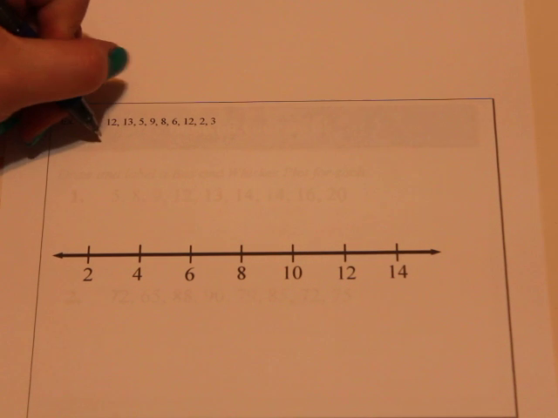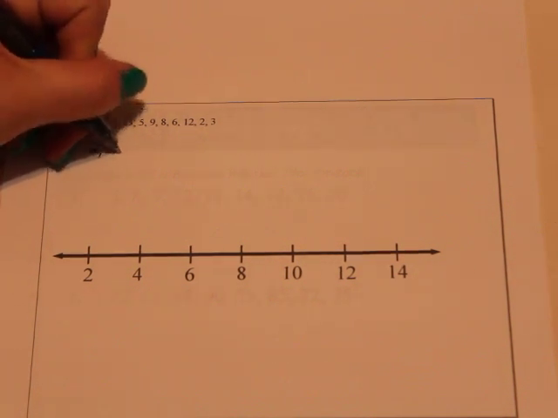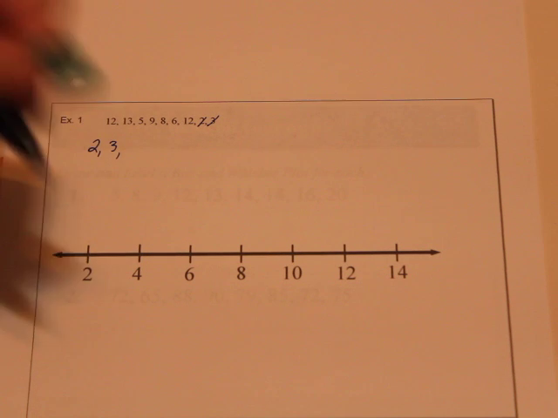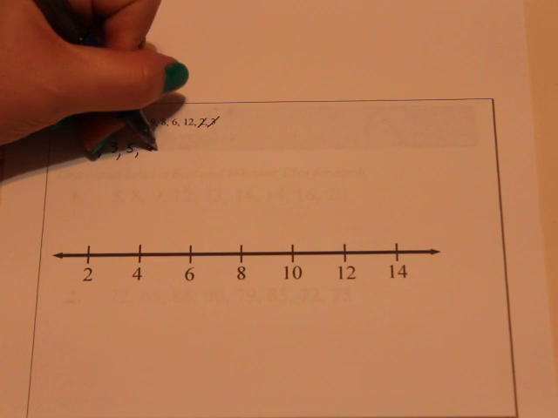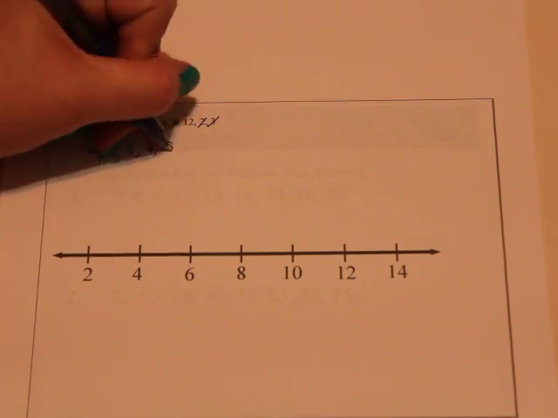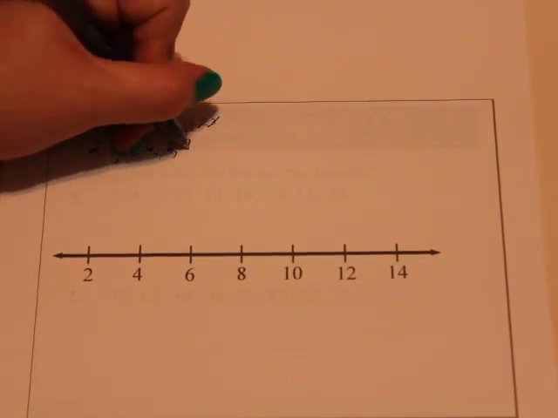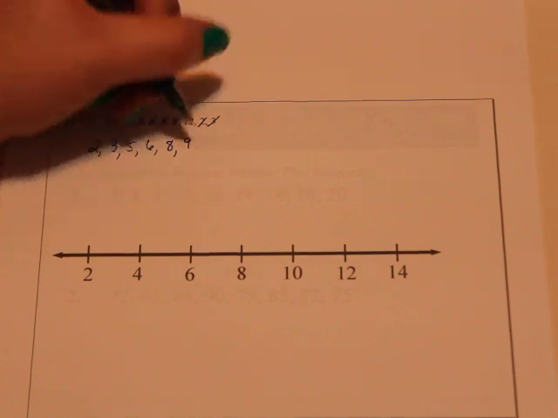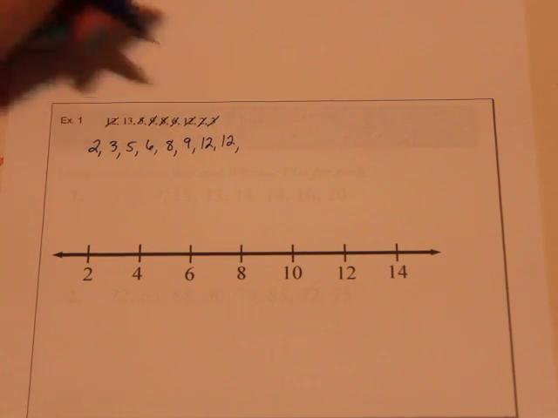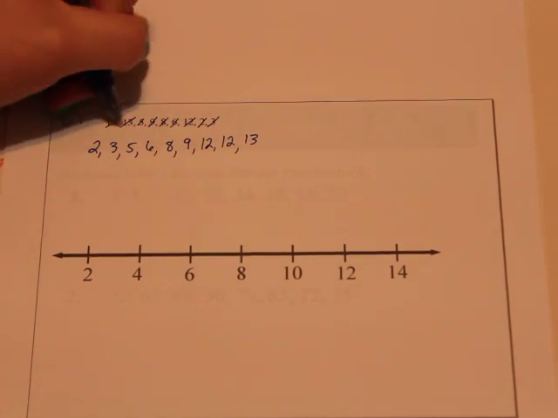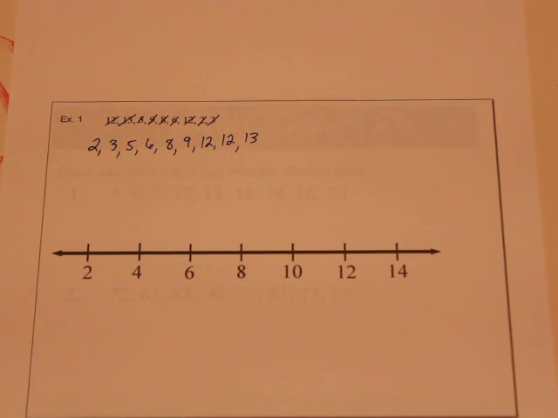So we'll start. We've got 2, 3, and I like to cross them off after I put them down. 5, 6, 8, 9, 12, and 12 again, and then 13. So we've got all of our numbers in order from least to greatest. Then it says step 2, we have to find the median of our entire data set.